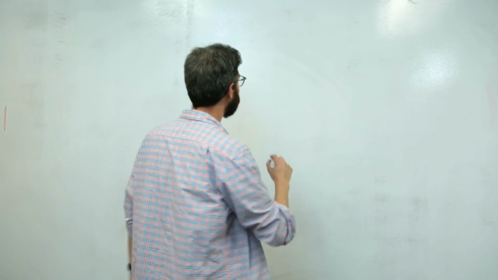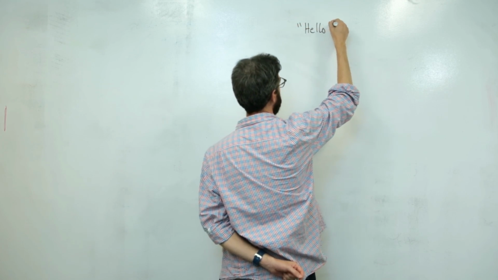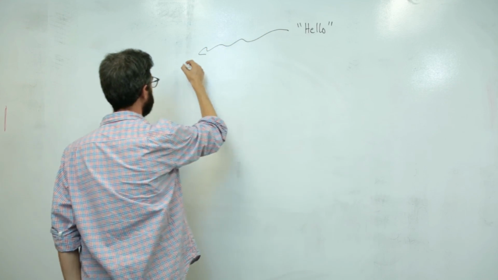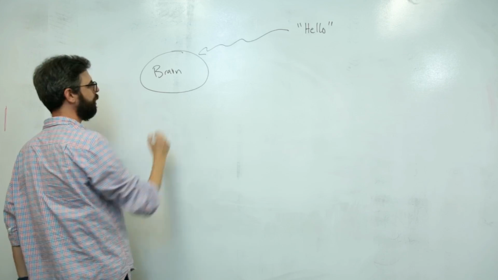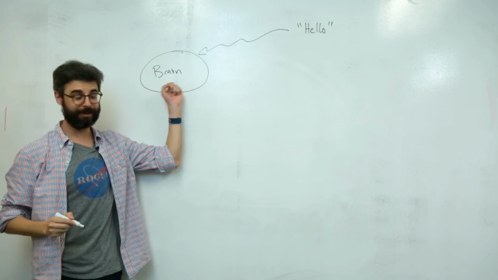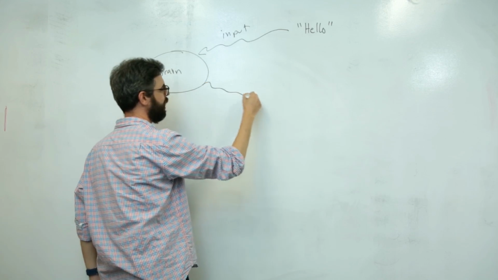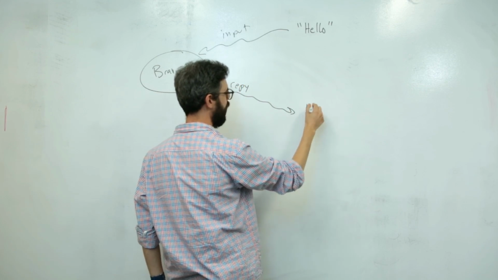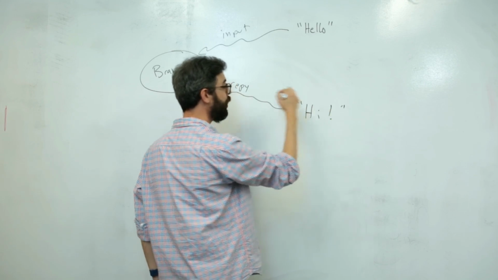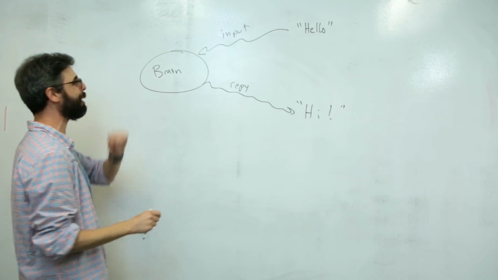The user says something. Hello. That goes into the chatbot's brain. The brain does something. So this is input. And then gives a reply. Hi. We could actually make a chat. I know, it's shocking, I know. We could program a chatbot that does this.